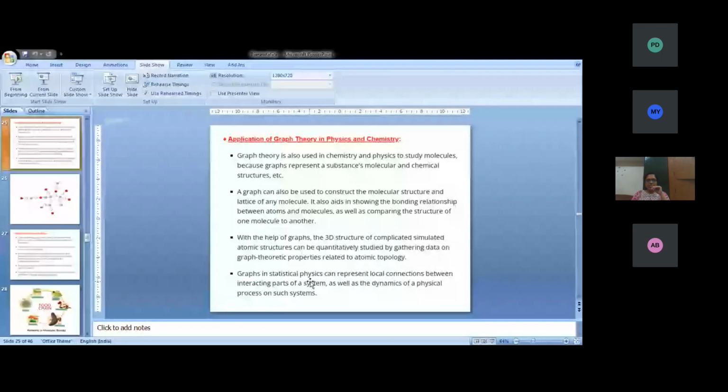Graphs in statistical physics can represent the local connections between the interacting parts of a system, as well as the dynamics of a physical process on such systems. So graphs play an important role in statistical physics also.